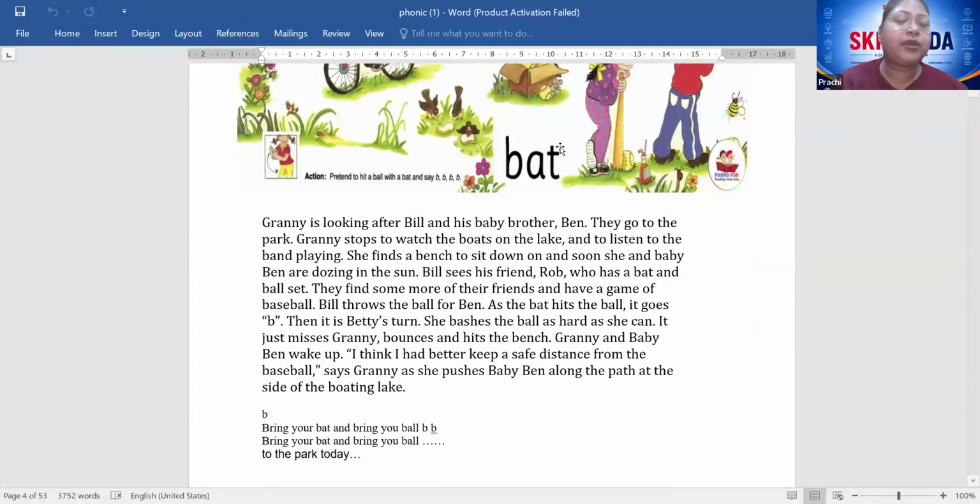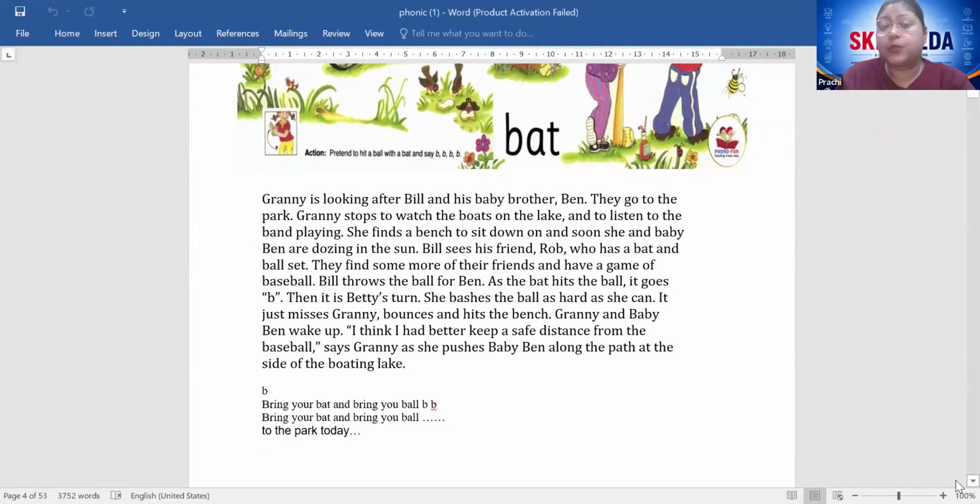So what kind of game can you play in your classroom? You can take a bat and ball into your classroom, or you can let the children pretend that they are playing bat and ball. And you can do the sound. Capital B, small b. The sound of letter B is b, b.